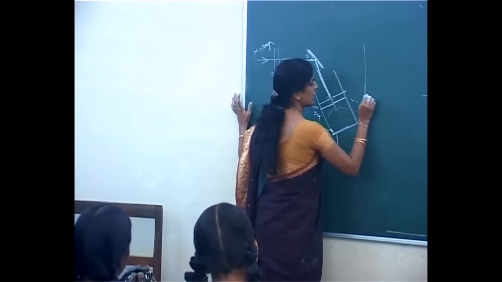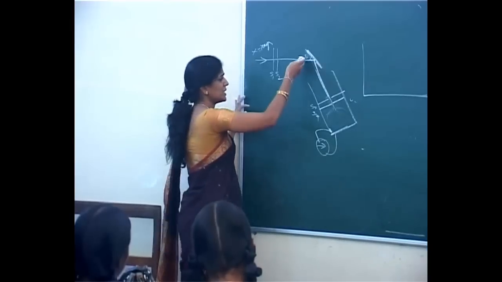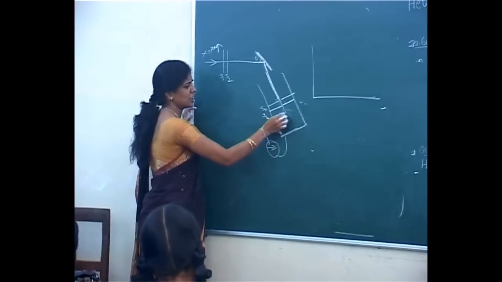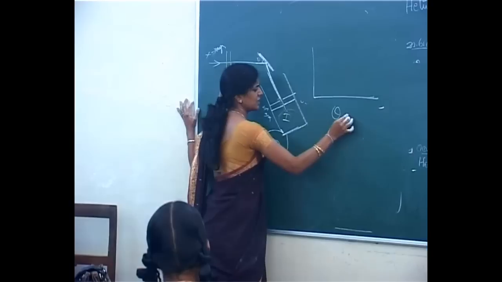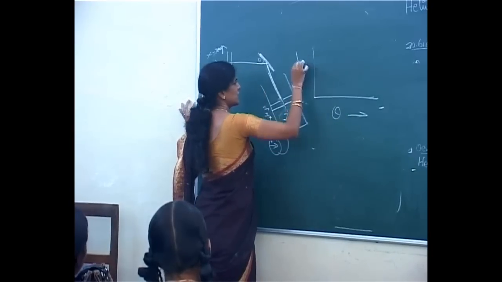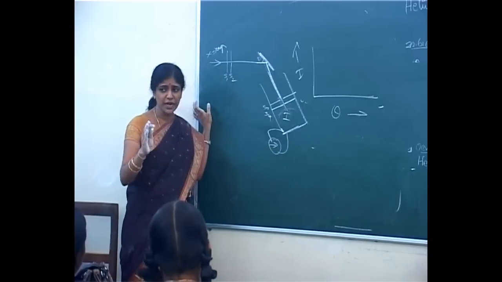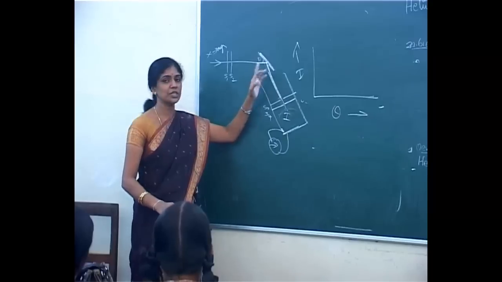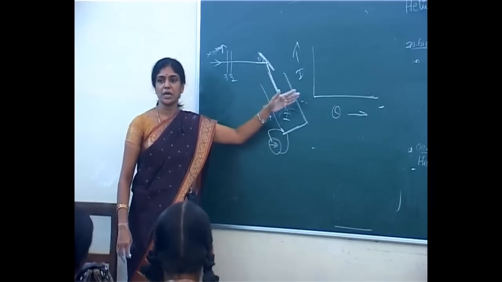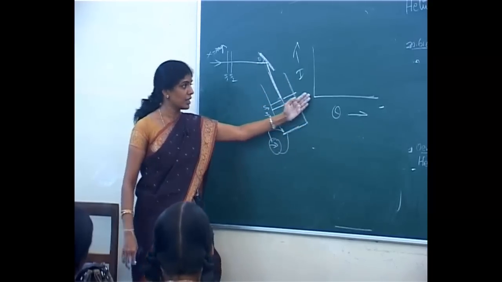Then he drew a graph for this glancing angle theta and the ionization current produced in the ionization chamber, taking glancing angle theta on the x-axis and ionization current on the y-axis. For different glancing angles, he calculated the ionization current. He kept changing the glancing angle and drew the graph.